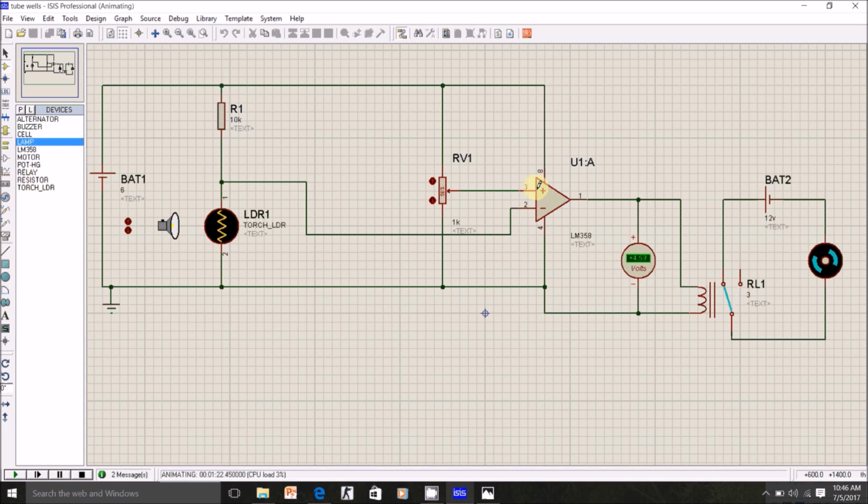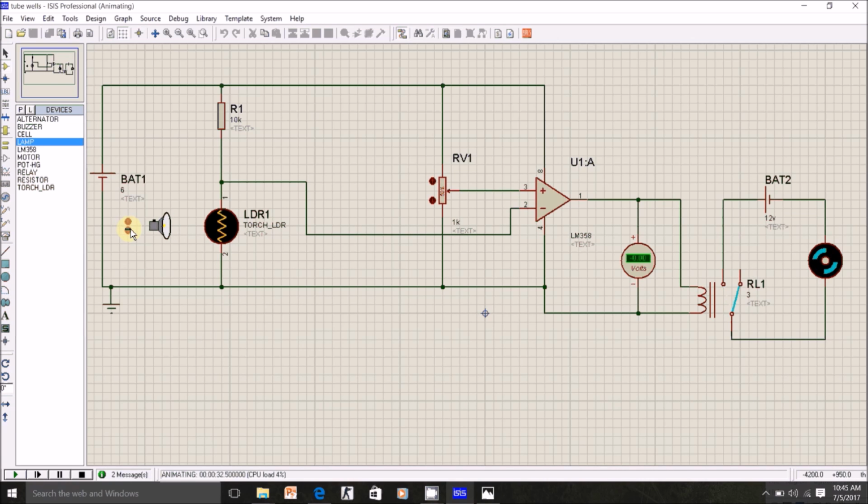Now as we know, the voltage at third pin of the OPAMP must be greater than second pin of the OPAMP, only then the output will be 1, otherwise it will be 0. Right now, as this torch is very far from the LDR, its resistance is very high. And here voltage as you can see is 0 volt, and relay is in off condition, so my motor is not running. If I click here, so intensity is increasing on LDR. And here the switch is now on, so our motor is running.